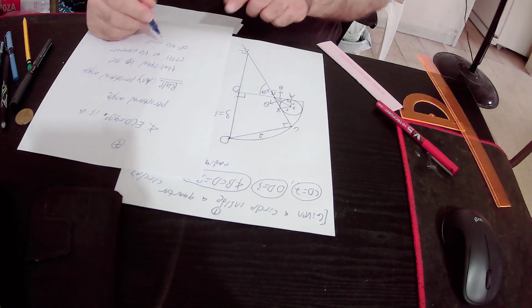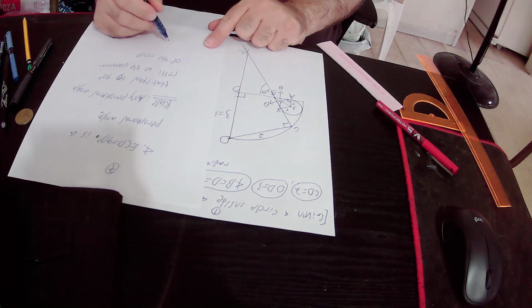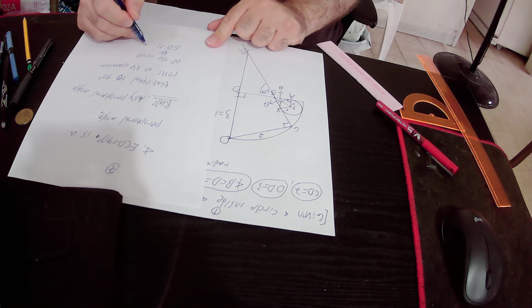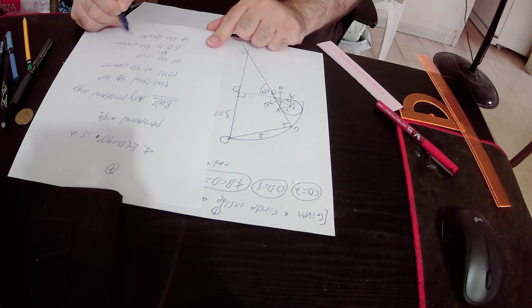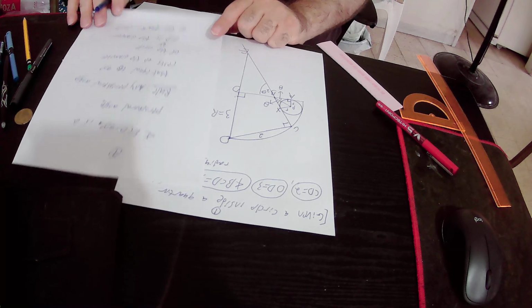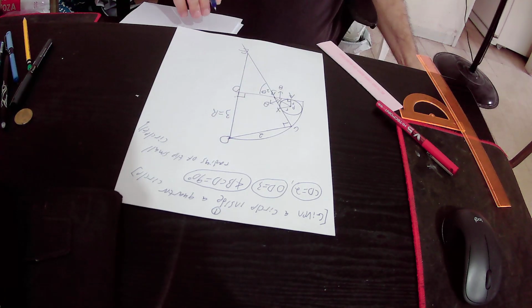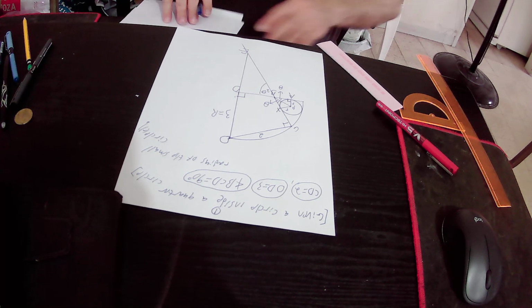So according to the rule that I stated, ED is the diameter of the quarter circle. Okay, ED is the diameter of the quarter circle.